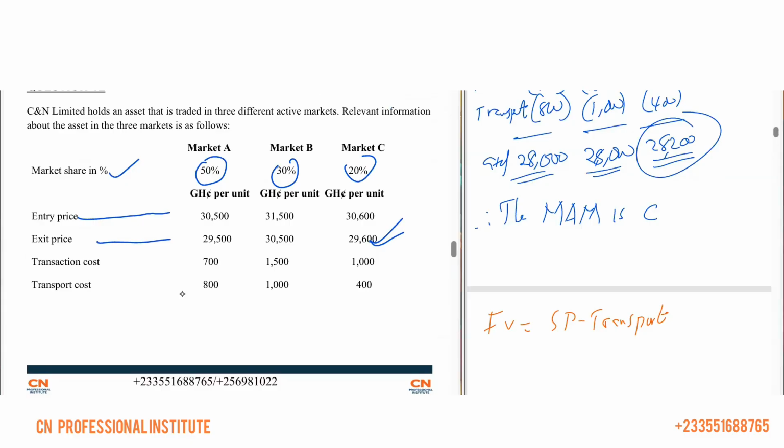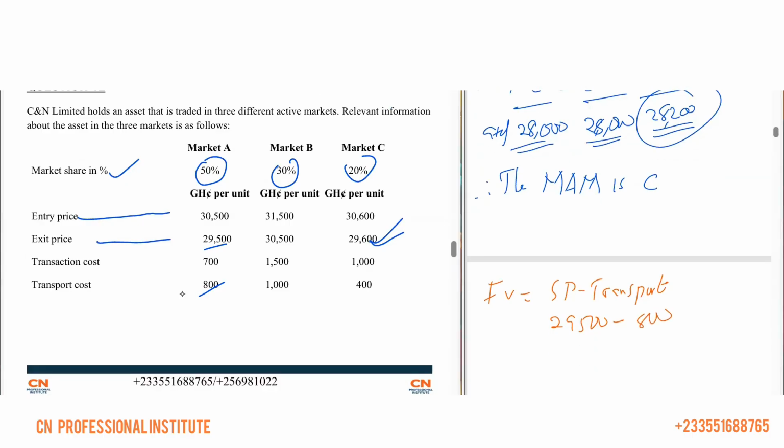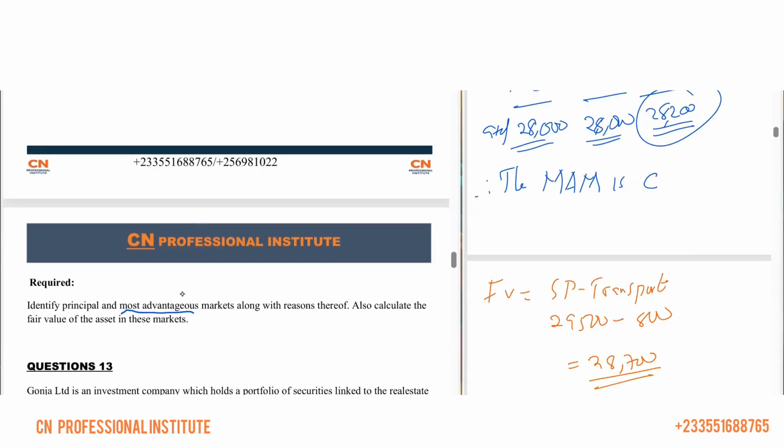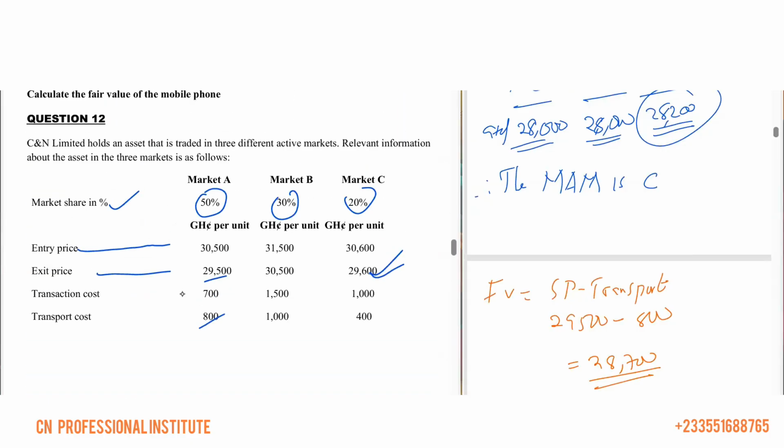So let's go to market A. What's the selling price in market A? The selling price in market A is 29,500, minus transport of 800. So when you take 29,500 minus 800, you get 28,700. So 28,700 is the fair value of the asset. Can you see? This question blends both the principal market and the most advantageous market.